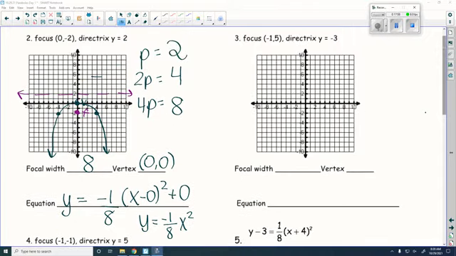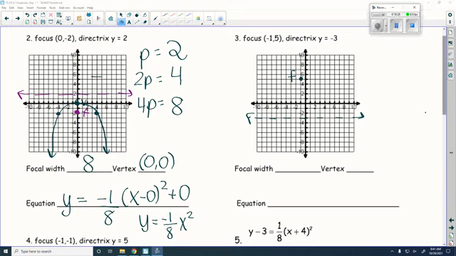So if your focus here is at negative 1, 5, and my directrix is at negative 3, my vertex needs to be in between these, in line with the focus. Don't put it on the origin. In line with the focus. Alright, keep going. Okay, let's keep going on this one together.